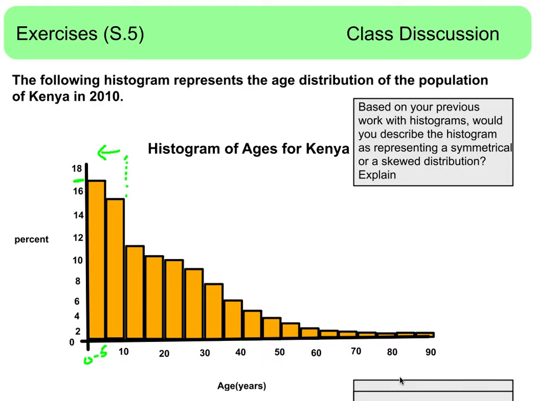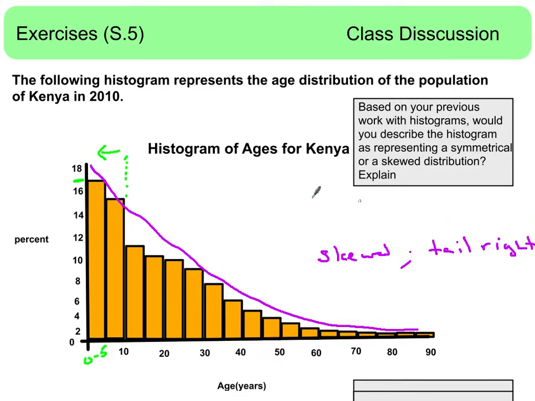And then finally, based on your previous work with histograms, would you describe the histogram as representing symmetrical or skewed data? And so again, this is another skewed data here, and it's very evident where most of the data is here, and it skews and tails off towards the right. So we would say skewed with a tail to the right.